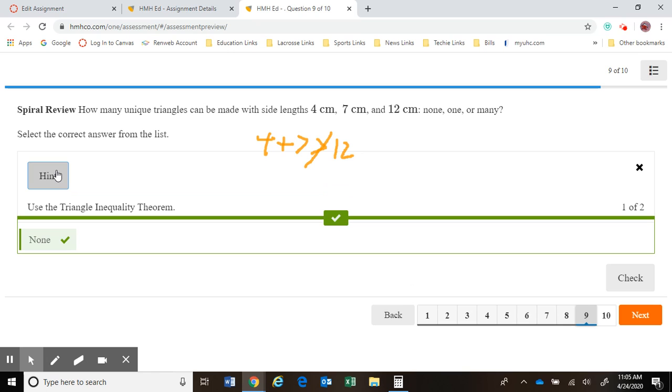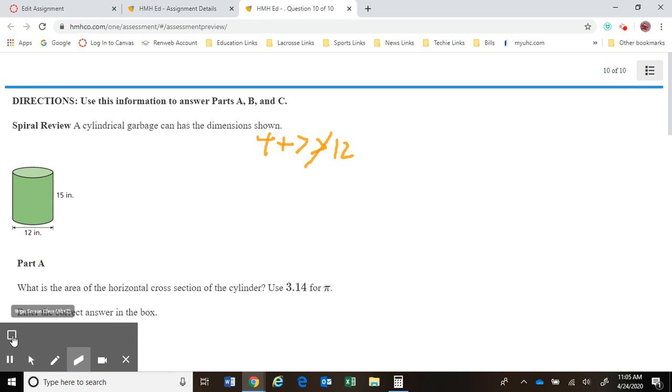Okay, again, check the hint. Triangle inequality theorem, which is the sum of any two sides must be greater than the third side. 11 is not greater than 12 in any situation. Okay, so wipe the screen.